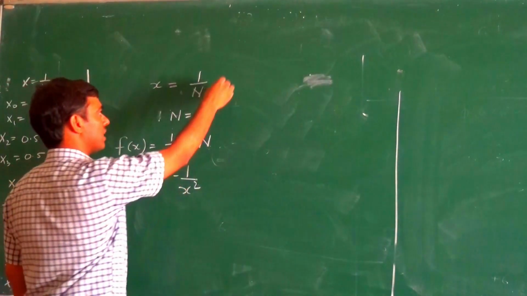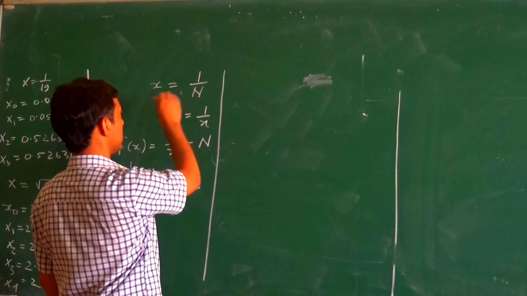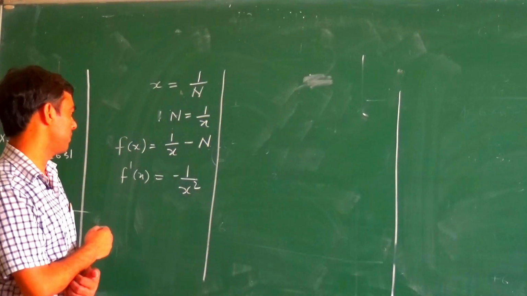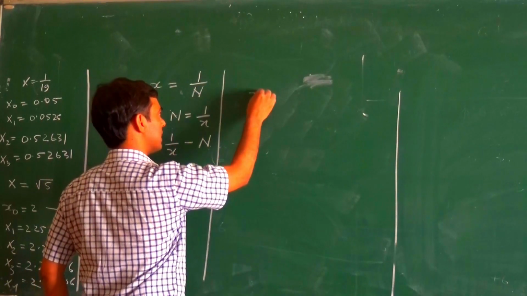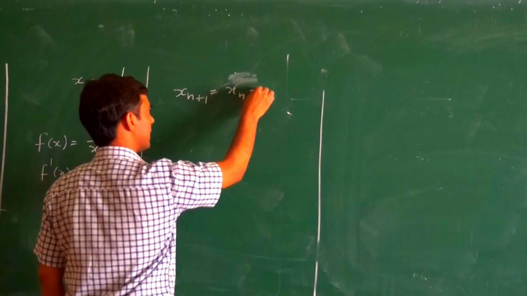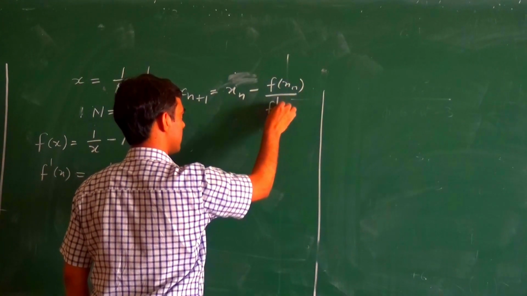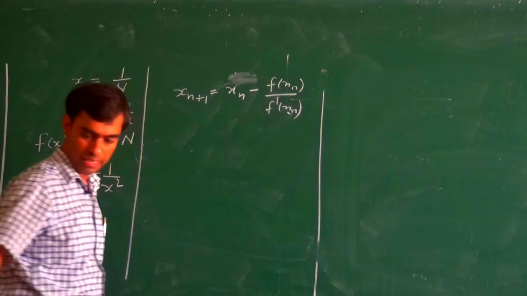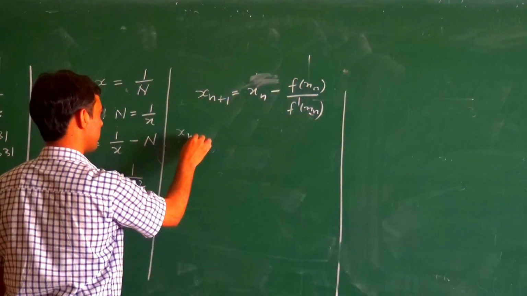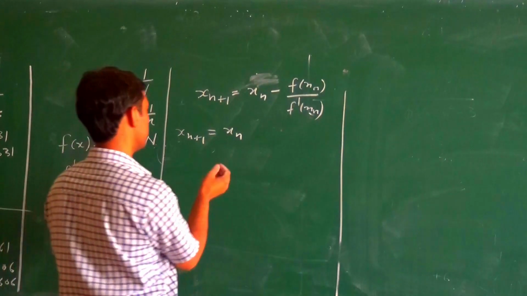Now we write the iterative scheme by the Newton-Raphson method to find the reciprocal of any natural number, that is 1 upon n. So what is the iterative scheme? x(n+1) equals xn minus f of xn divided by f dash xn. Now if we write this here, x(n+1) equals xn minus f of xn is what?